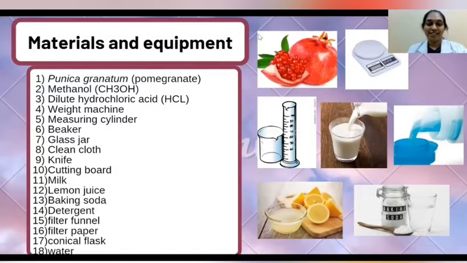Hi, I'm Rishika here again. I will be continuing with the materials and equipment needed in this experiment, which are Punica granatum, which is known as pomegranate, methanol, dilute hydrochloric acid, weight machine, measuring cylinder, beaker, glass jar, clean cloth, knife, cutting board, milk, lemon juice, baking soda, detergent, filter funnel, filter paper, conical flask, and water. So these all are what we are going to use in our experiment.